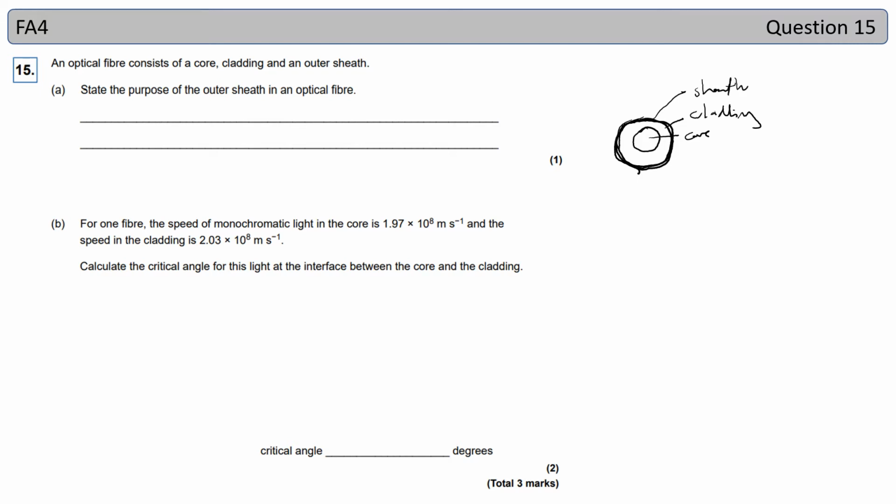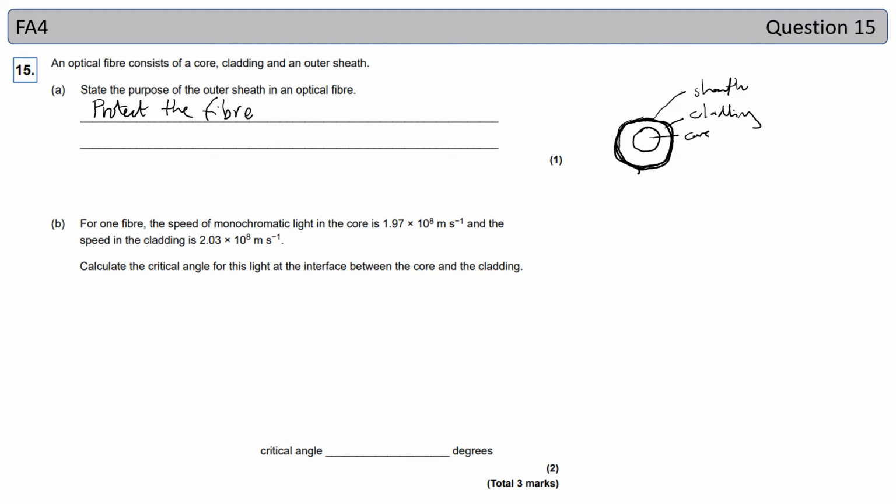And the sheath, its main job is just to protect the fibre from things like scratches and stuff like that. It's also got a secondary function, which is any light that might be leaking out from this cable, it stops it being transmitted into another cable, but that's not so important. If you're ever asked what the purpose of the outer sheath is, always say to protect the fibre.